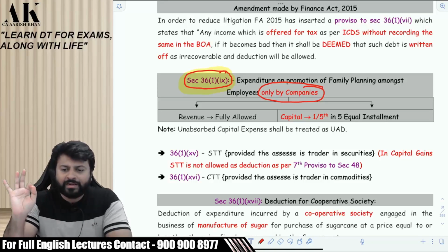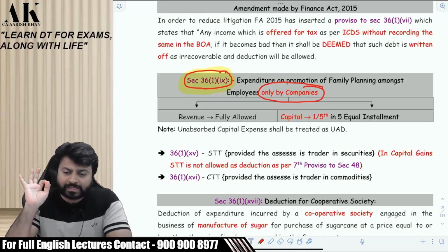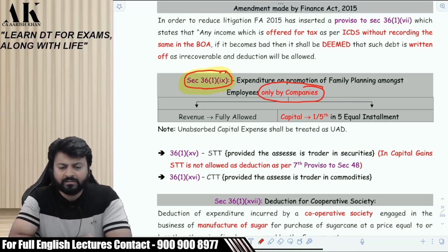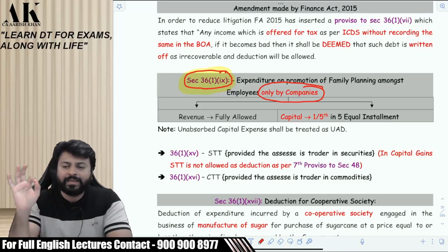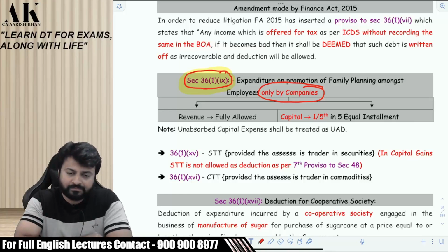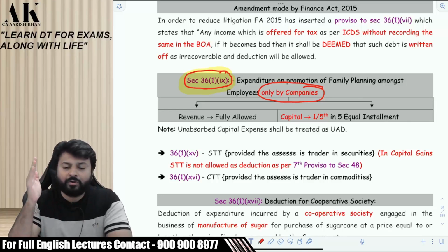Have you heard of any other deduction before this which was exclusively available for a company? We have not seen that. But I am saying right now, this is the first deduction which is available only to a company, but not the last. It means there will be a few more deductions which can come, which are dedicated to whom? Companies.